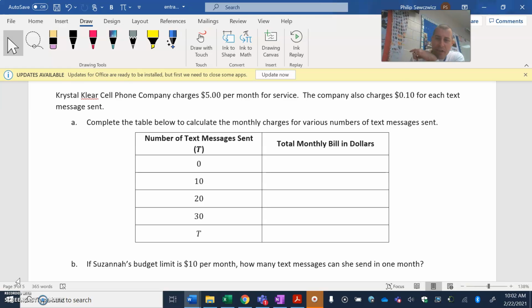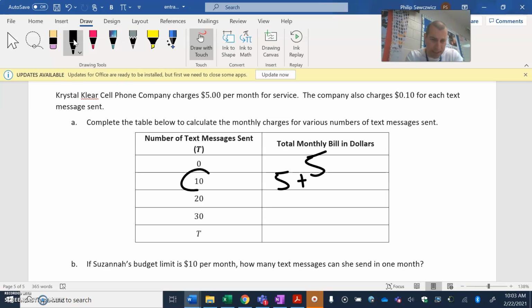Okay, so the money is $5 per month, and then it's also 10 cents for each text message. So if you don't send any text messages, you don't get charged for it, but you do get charged for that $5 for the service. So we're gonna sneak a 5 in there right away. Because again, 0 text messages, but again, it is $5 for it. So now what if you send 10 text messages? Well, okay, remember, you do have to pay the $5 each month. And then on top of that, we're going to combine it. It's the 10 cents for each message.